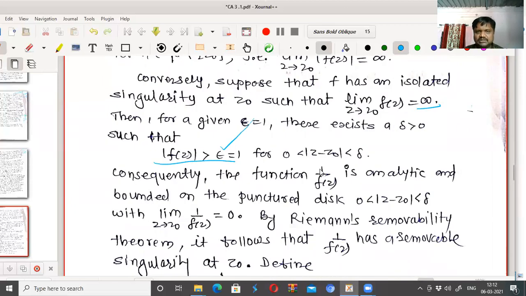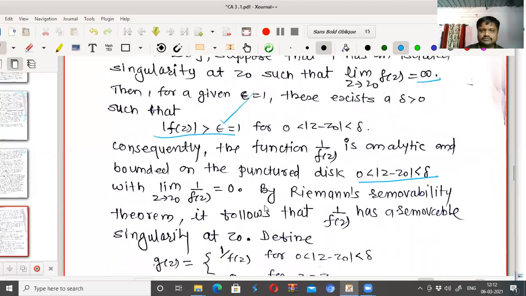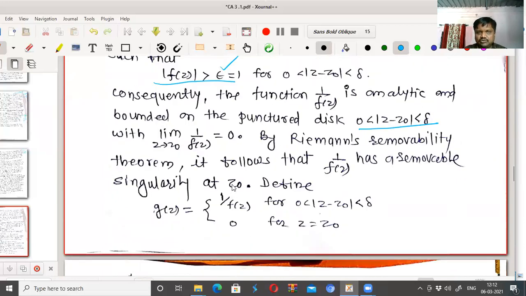Consequently, the function 1 upon f z in this case becomes analytic and bounded on the punctured disk, this one. Because if mod f z is greater than 1, then 1 upon mod f z will be less than 1. That it is analytic as well as bounded in this disk, with the limit as z tends to z0 of 1 upon f of z equal to 0. So by Riemann's removability theorem, it follows that 1 upon f of z has a removable singularity at z0.